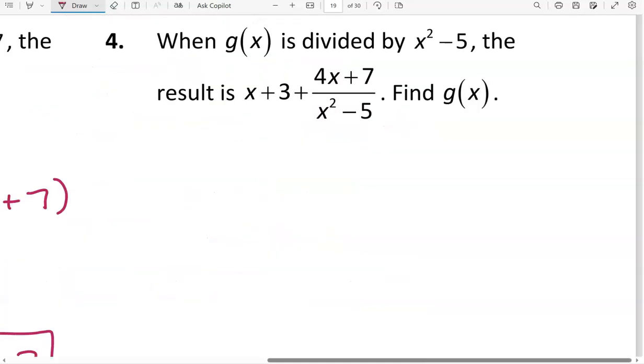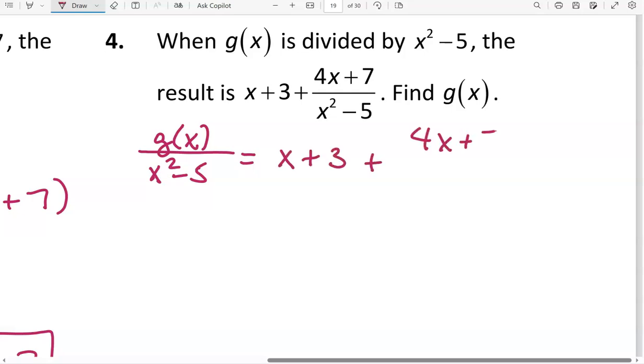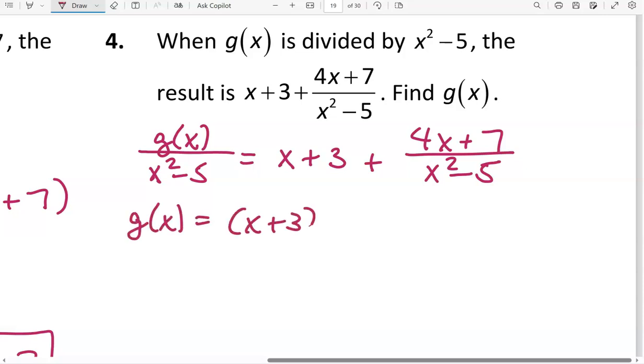In number 4, I'm just going to write what the division says. When I take g of x and I divide it by x squared minus 5, the result is x plus 3 plus (4x plus 7) over (x squared minus 5). When I multiply both sides by x squared minus 5, we get g of x is equal to (x plus 3) times (x squared minus 5) plus 4x plus 7.